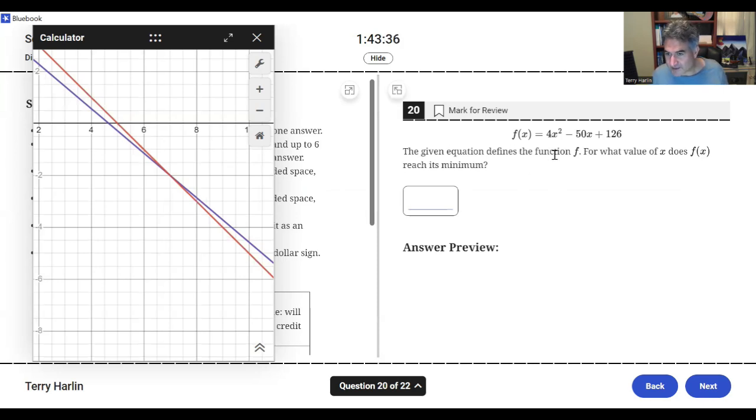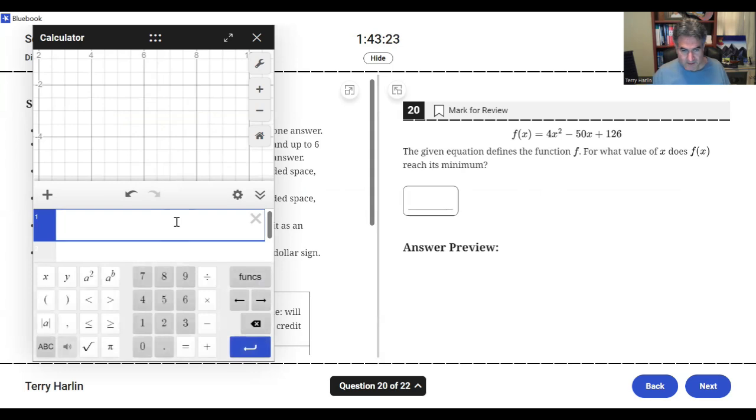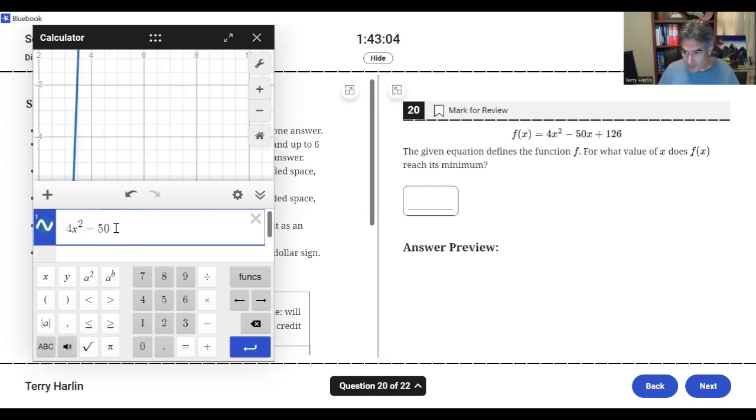Let's look at number 20 here. The given equation defines the function f. For what value of x does f of x reach its minimum? Minimum, okay? So let's get rid of these, and let's just put in, I'm not even going to put in the y equals or f of x equals. I'm just going to put in the quadratic part here. Just be lazy and see it still populates.